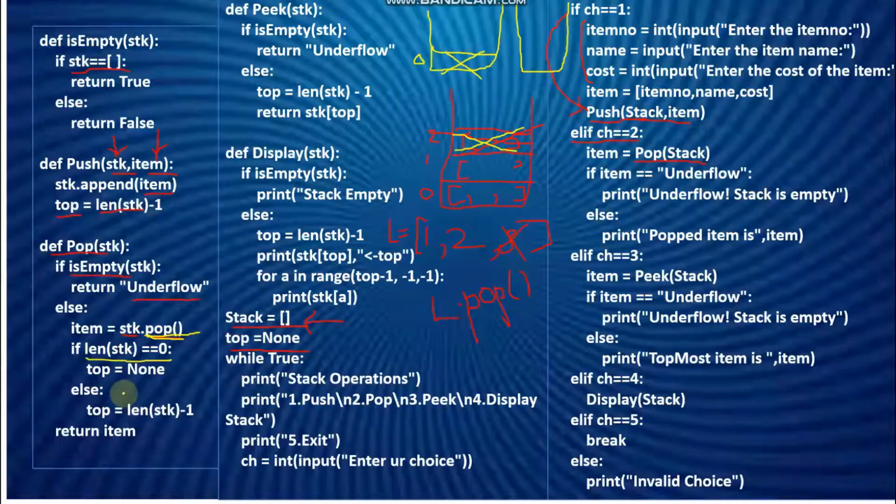When my stack has become empty, I need to initialize my top variable accordingly. So here also, whenever I have done the push operation, I have initialized the top variable. In the same way, when I am doing the pop operation, I have to initialize the top variable. So when my stack is empty, my top will be none. The top value is going to be none because I don't have anything with the top variable. I can't tell it as 0 because 0 is also an index.